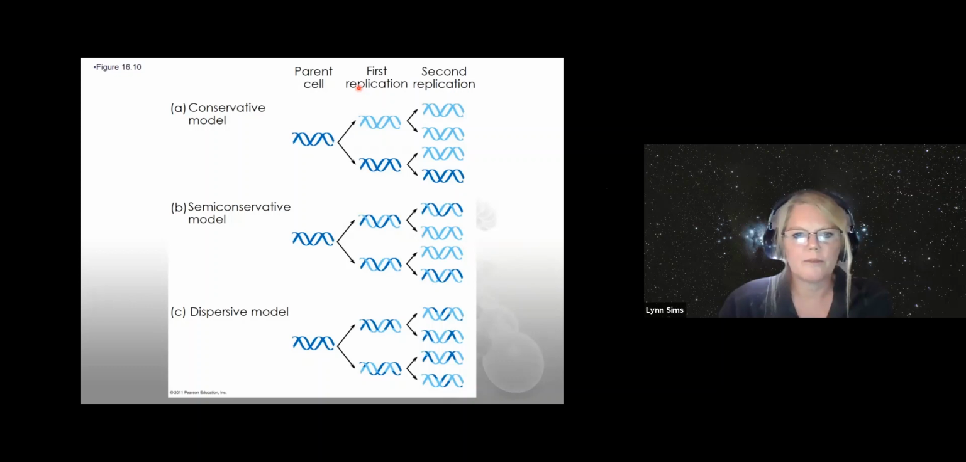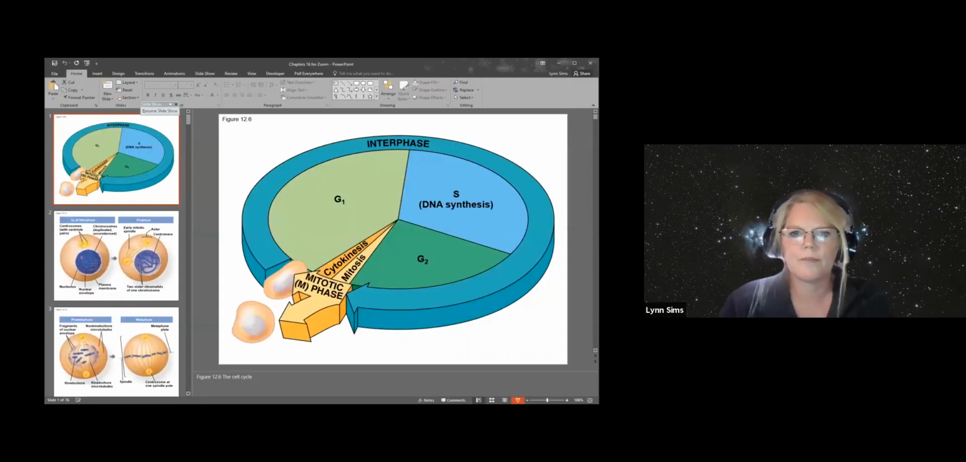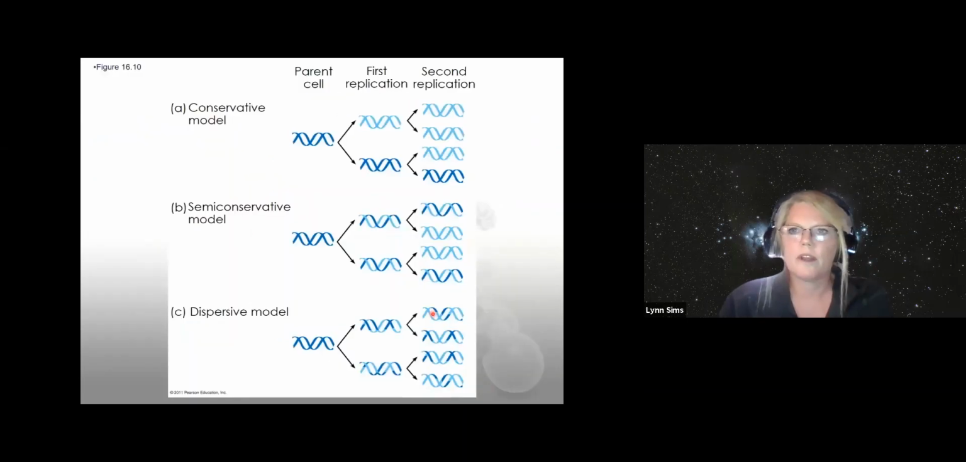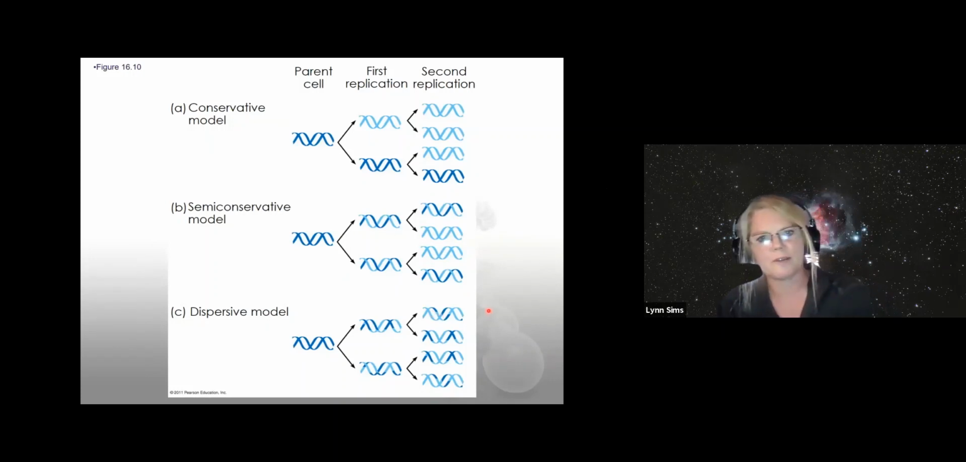My screen share is paused. Can everyone see the screen? Let me just make sure. It says it's paused. I might have selected something. Resume share. Oops. All right, what's going on? There we go. Everyone can see the screen with the different models of DNA replication, right? Okay, good. Got a thumbs up. Excellent. I don't know what's going on with that.